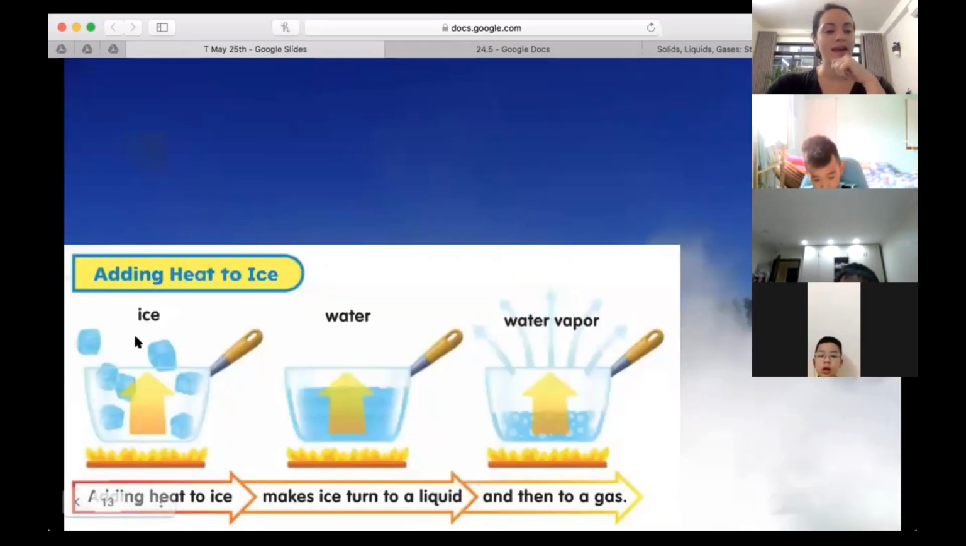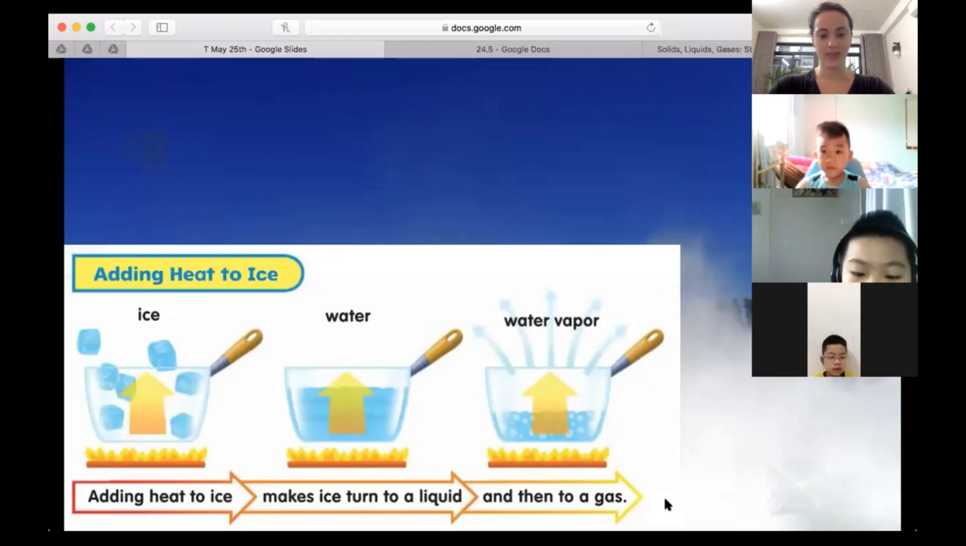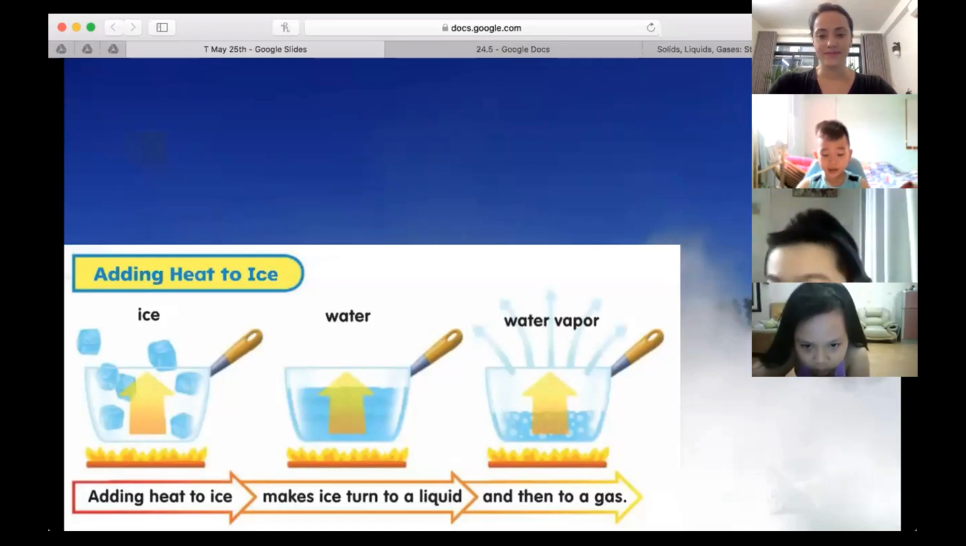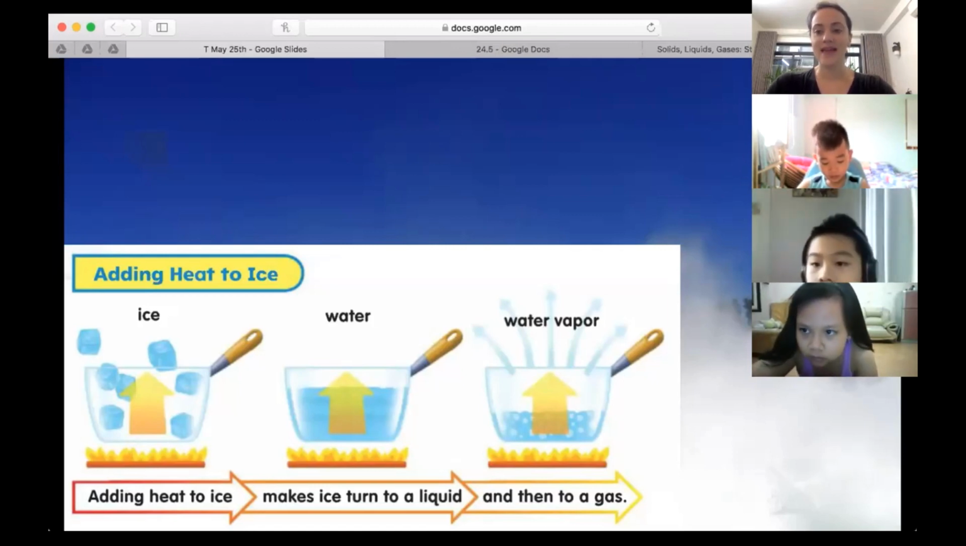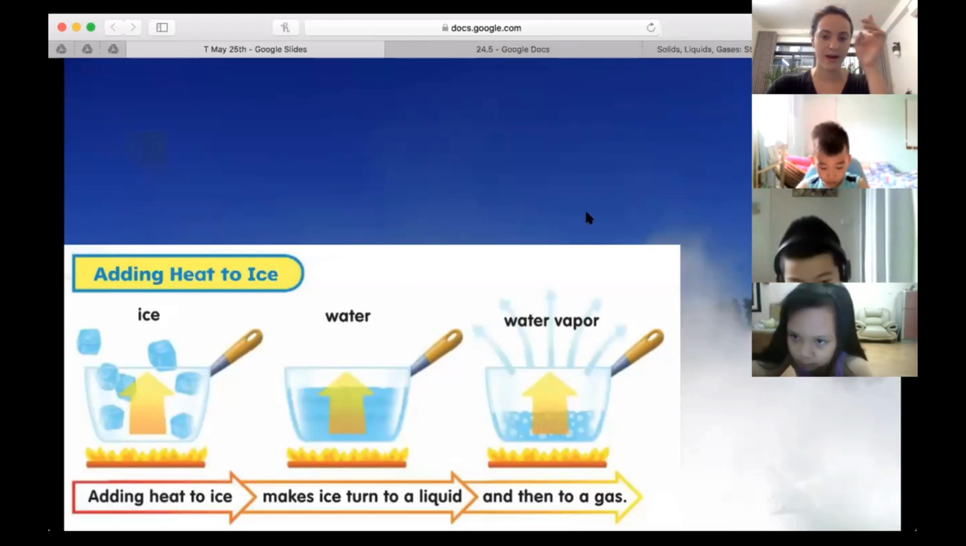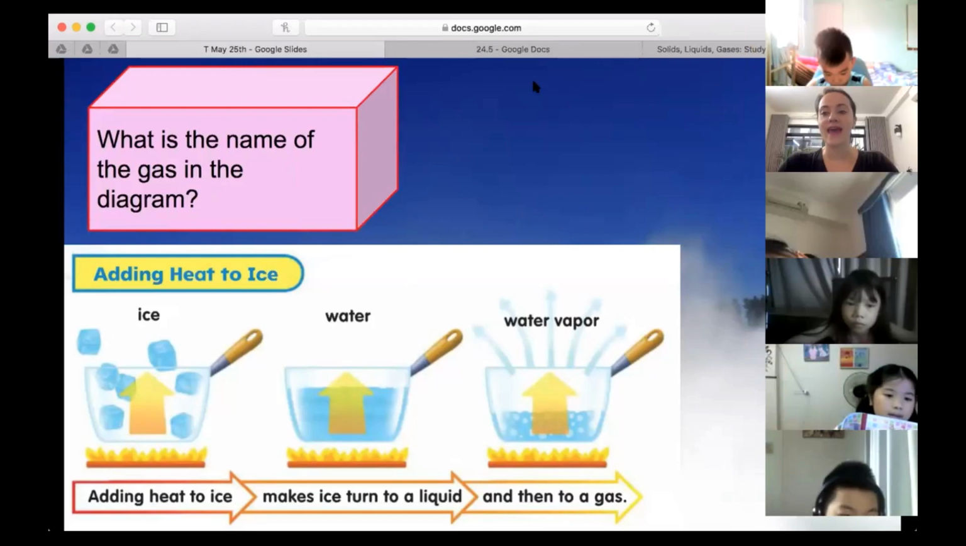So, adding heat to ice. Everyone read this part at the bottom, all 3 arrows. Adding heat to ice, the ice turned into a liquid, then into a gas. Excellent. That is ice, water, and water vapor. What is the name of the gas?